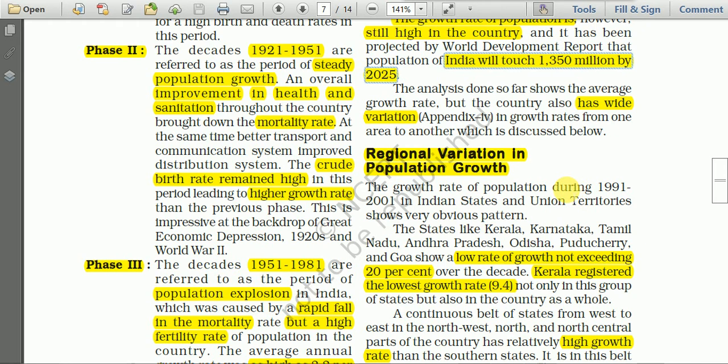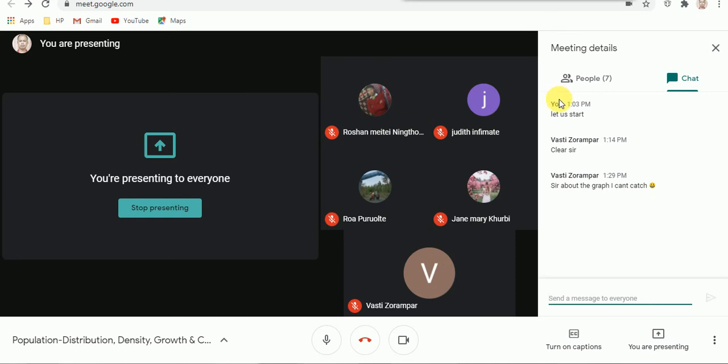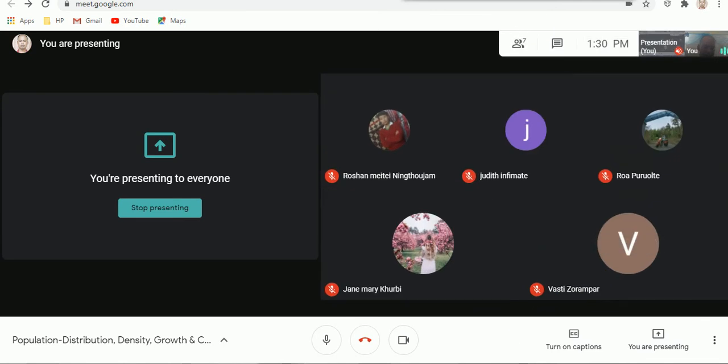So let us proceed. If you don't have questions, the analysis done so far shows the average growth rate, but the country also has a wide variation in growth rate from one area to another, which is discussed below. So the overall growth rate of India is high, and when we compare the growth rate of one state with the other state, then we find a lot of variation. Some states have very high growth rate, whereas some states have low growth rate.